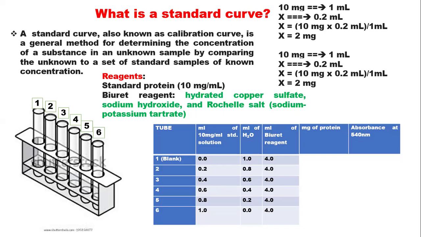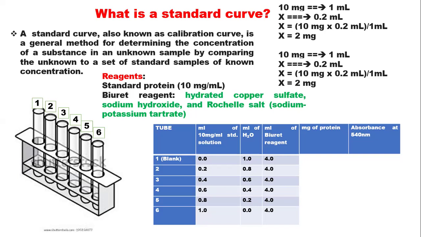For tube 3, you do the same thing. 10 milligram is in 1 mL. How many milligram will be in 0.4 mL? So X milligram will be equal to 10 times 0.4, which is 4 milligram. Please take note of this correction; I repeated the initial calculation. So tube 2 is going to be 4 milligram.